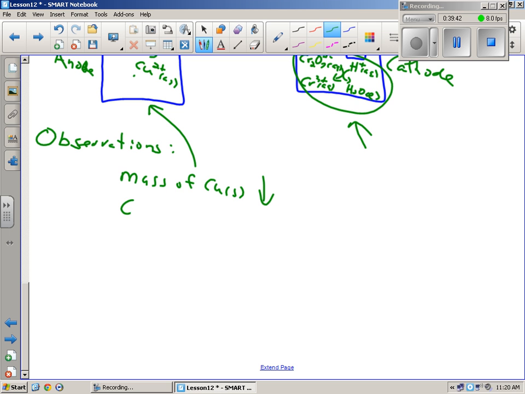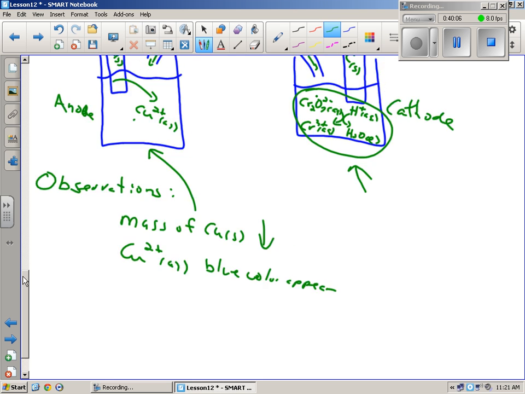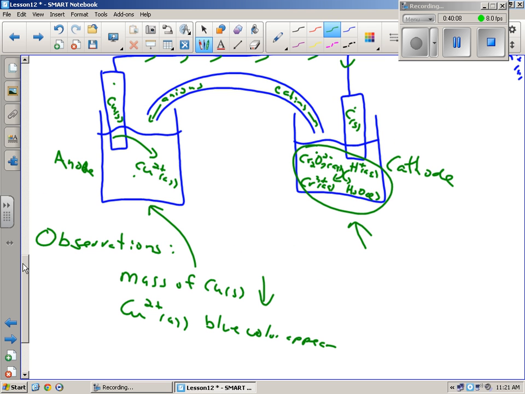The copper 2+ ion, by the way, because of that, you would expect a blue color to appear and to get darker and darker as this reaction occurs. So a blue color to appear, because the copper 2+ ion is bluish. And like I said, probably get darker over time. Other than that, as far as this side goes, that's probably all we could really say about that side. Like I said, it would get darker over time.